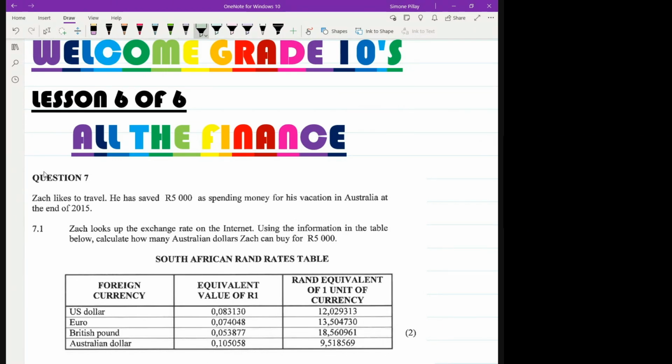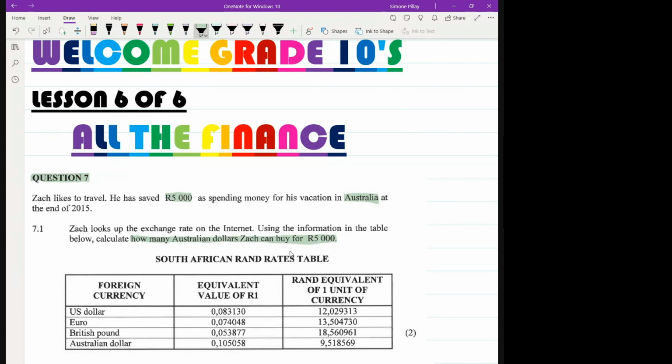But for now, it looks like Teacher Coco has taken us a past paper question on finance. Obviously, whatever this past paper was, it was question 7. And they have said Zach likes to travel. He saved 5,000 Rand as spending money for his vacation in Australia at the end of 2015. Zach looks up the exchange rate on the internet. Using the information in the table below, calculate how many Australian dollars can Zach buy for 5,000 Rand?